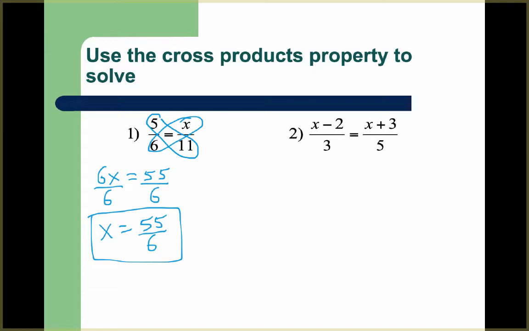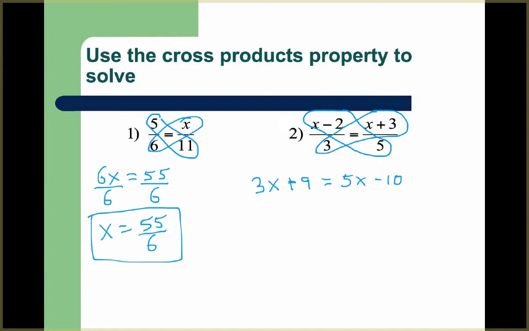Next, we have more complex fractions, but we still have a fraction equal to a fraction. There's nothing else adding or subtracting outside these fractions, so we can again do our cross products. We have 3 times x plus 3. 3 times x is 3x, 3 times 3 is 9. And that equals 5 times x minus 2. 5 times x is 5x, 5 times negative 2 is negative 10.